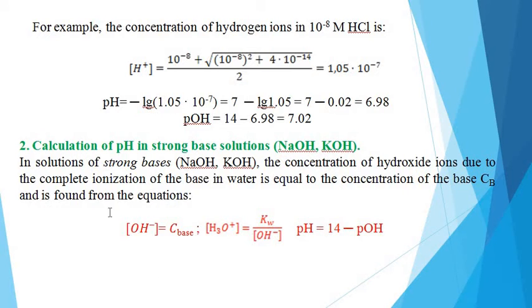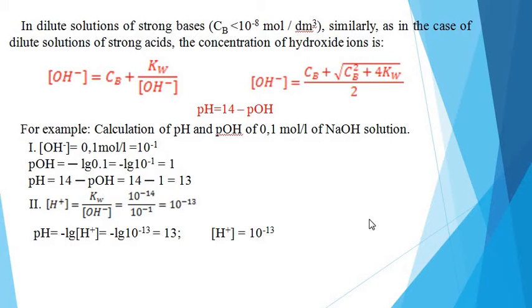In this case, the concentration of the hydroxide groups is equal to the concentration of the base, and the concentration of hydronium ions is equal to the ratio of the autoprotolysis constant to the concentration of hydroxide groups, and the pH value, as is known, is 14 minus pOH. In dilute solutions of strong bases, the concentration of the base is less than 10 to the minus 8 power mol/liter.